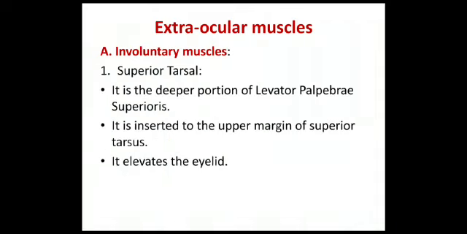So first we'll take up the involuntary muscles. These are the superior tarsal. It is a deeper portion of the levator palpebrae superioris. It is inserted into the upper margin of the superior tarsus. It elevates the eyelid.